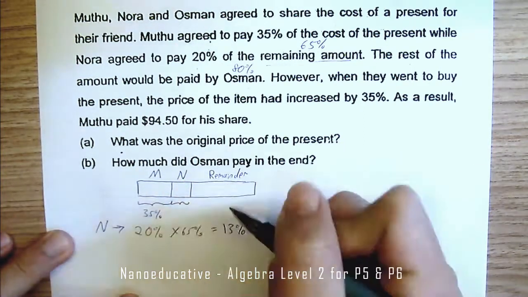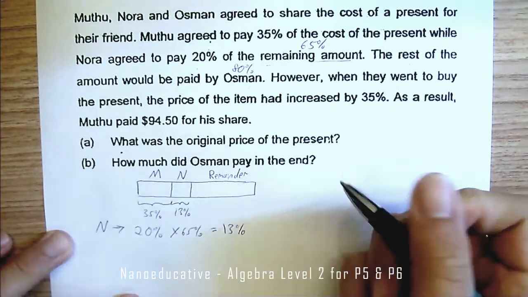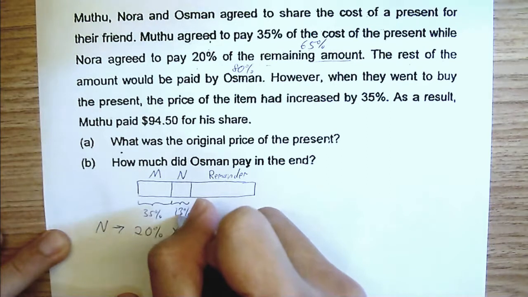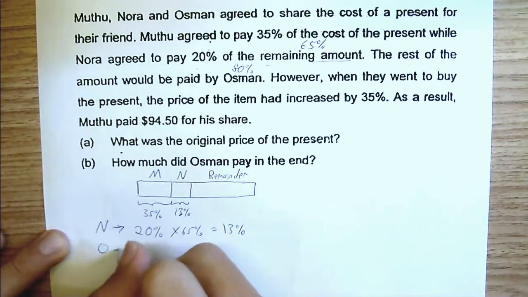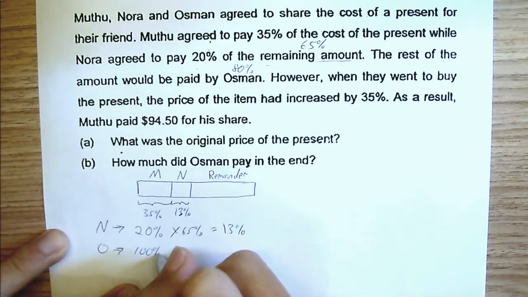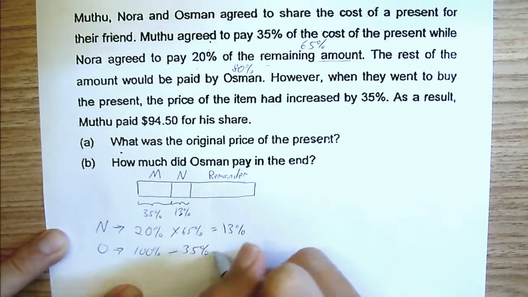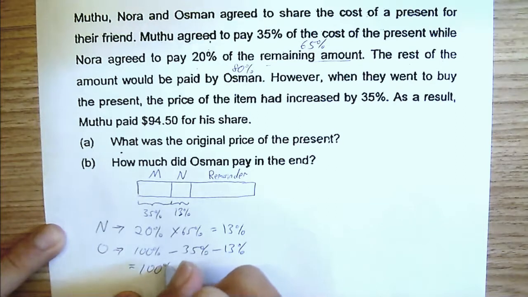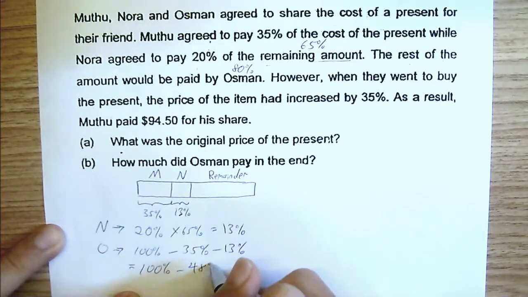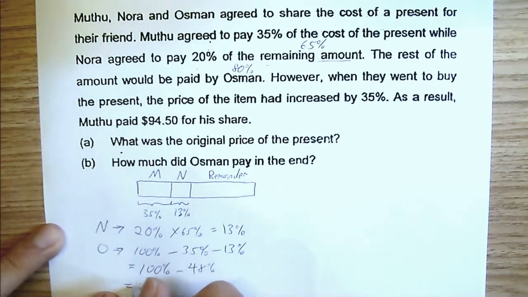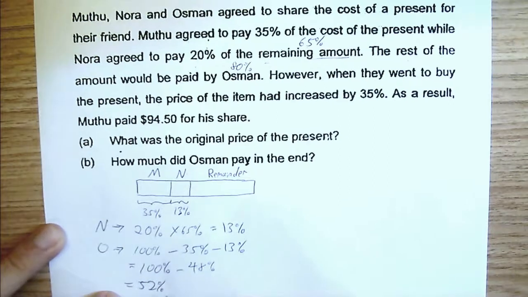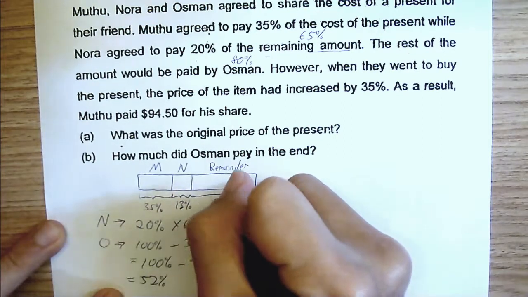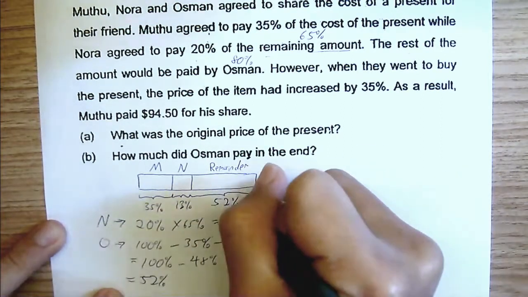Nora is 13%. So if Mutu paid 35%, Nora paid 13%, we can figure out that Osman will probably be 100% minus 35% minus 13%, and this will give us 100% minus 48%, and this will give us 52%. So Osman paid 52%. So this entire thing will be 52% by Osman.